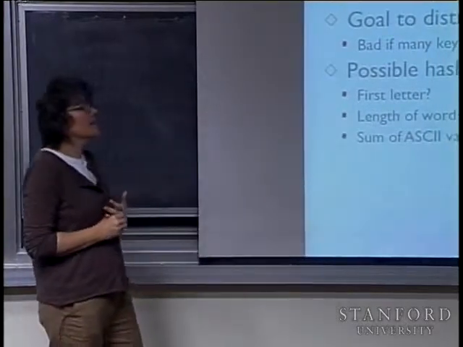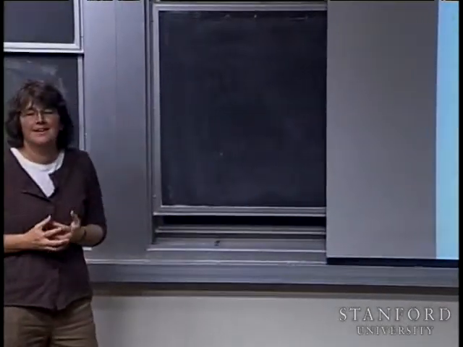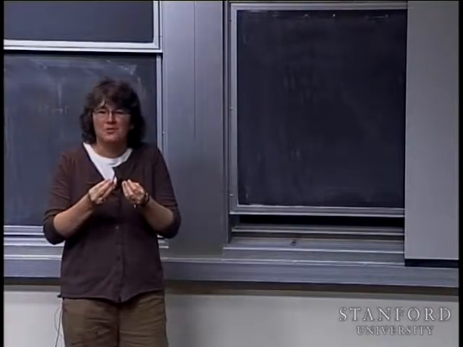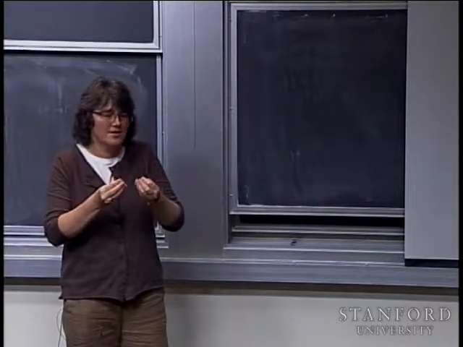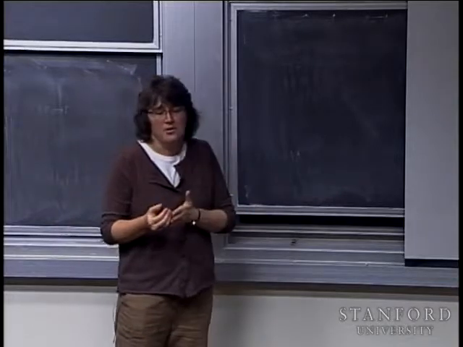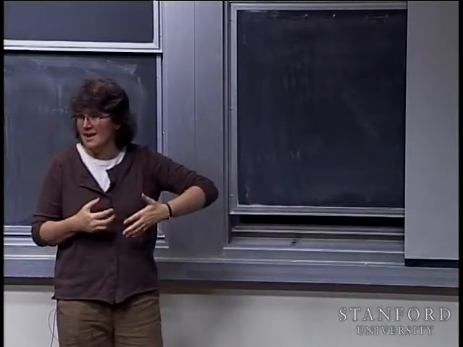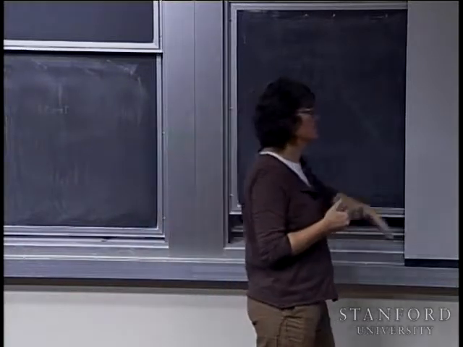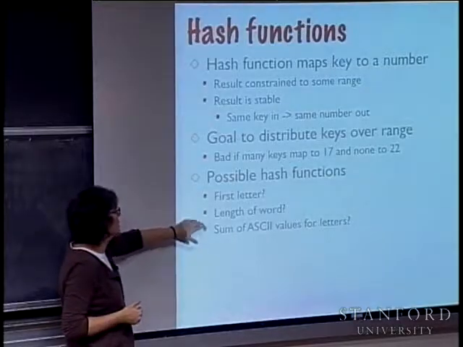Something like using the length of the word would be a very, very bad clustering function. There'd be a bunch of strings that are 6 characters, 7 characters, 10 characters, but very few that are 1 or 2, and very few that are more than 10. So you'd have this very tight little cluster in the middle, and it would not use a large bucket range effectively at all.